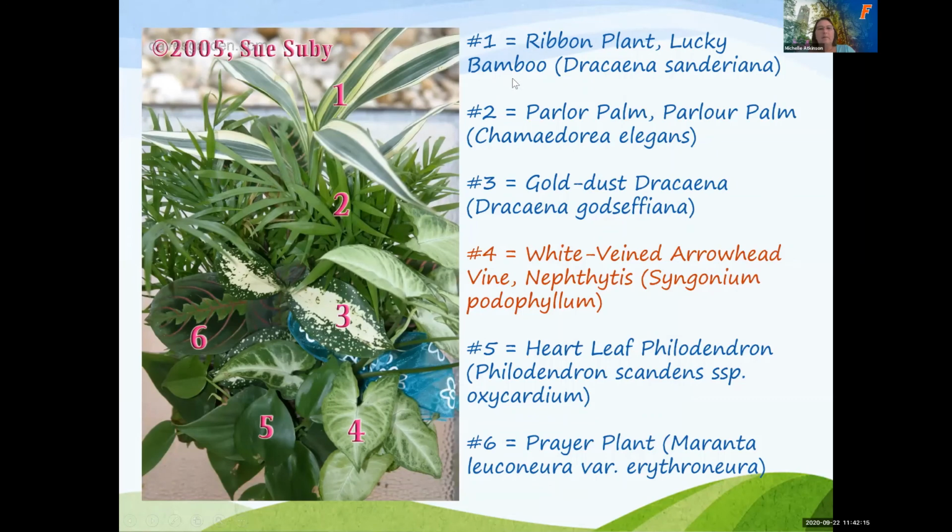Okay, so we've got some spelled out for you here. Number 1 is the lucky bamboo or a dracaena. We've got a parlor palm here, gold dust dracaena here, the arrow vine here. This is that heartleaf philodendron. Actually, well, that's it too. The heartleaf philodendron. And then we have the prayer plant, number 6, which is that multicolored leaf there. So in this planter, there's 6 different types of plants. And really none of them need to be in your landscape. They all really can do much better as an indoor plant.